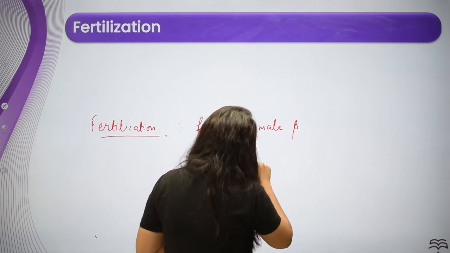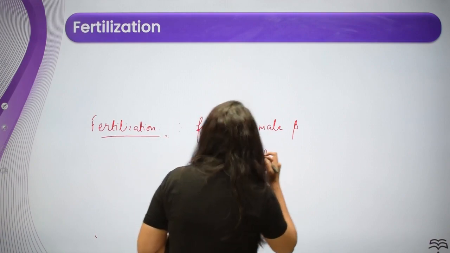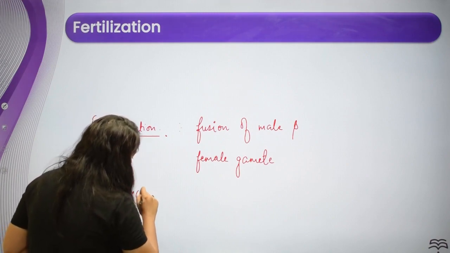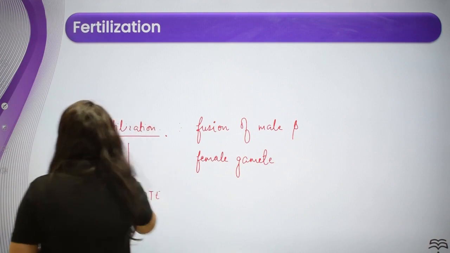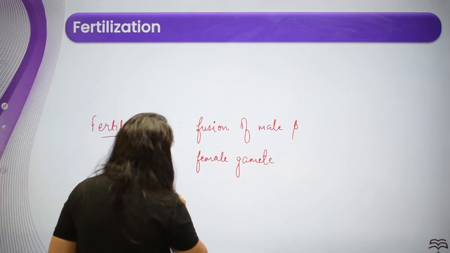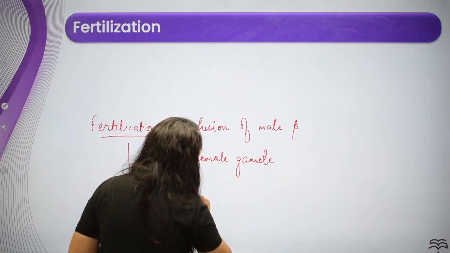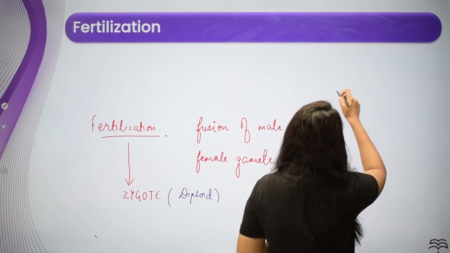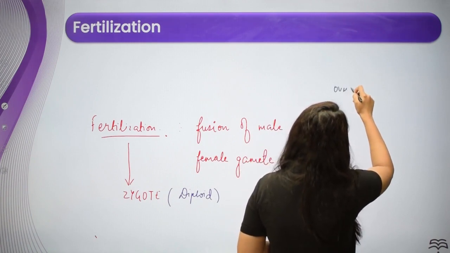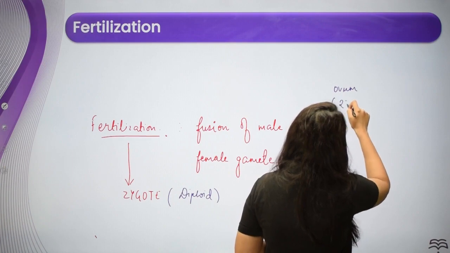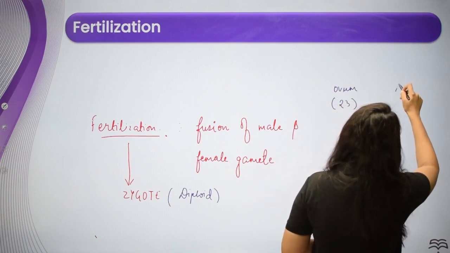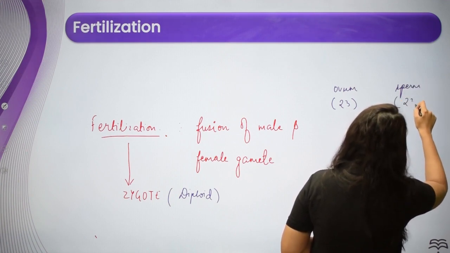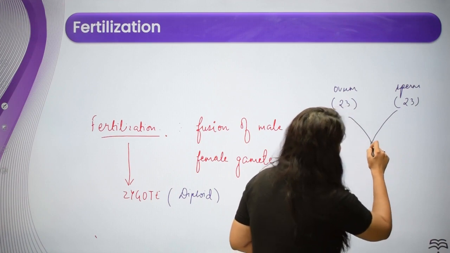And as a result of the process of fertilization, what are we going to get? We are going to get a zygote, and this zygote is diploid, right? Why is this zygote diploid? Because the female gamete, ovum, how many chromosomes does ovum have? It has 23 chromosomes. And the sperm, how many chromosomes does sperm have? 23. They are going to fuse, right?